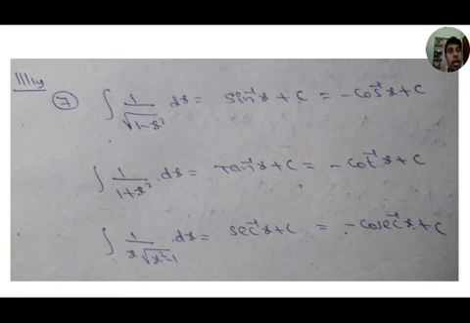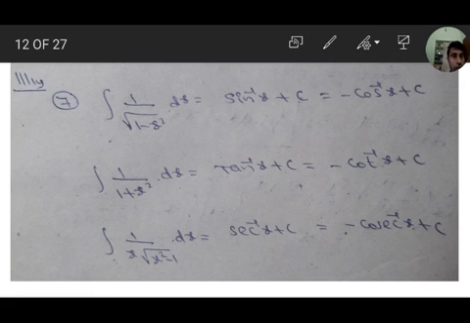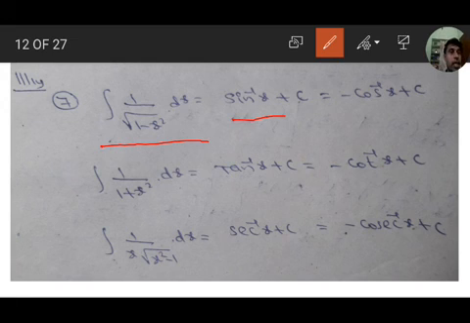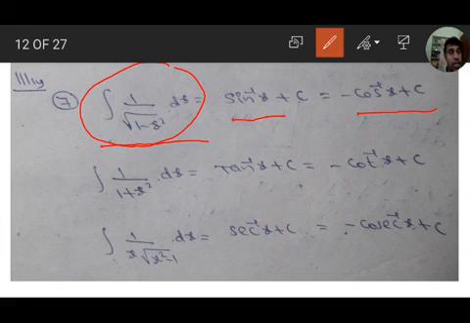Next, remaining. Similarly, we get integration of 1 by square root of 1 minus x square dx equal to sin inverse x plus c or minus cos inverse x plus c, because derivative of sin inverse x is 1 by square root of 1 minus x square. Therefore, integration of 1 by square root of 1 minus x square dx is sin inverse x plus c.